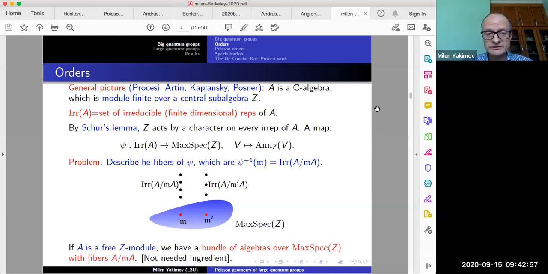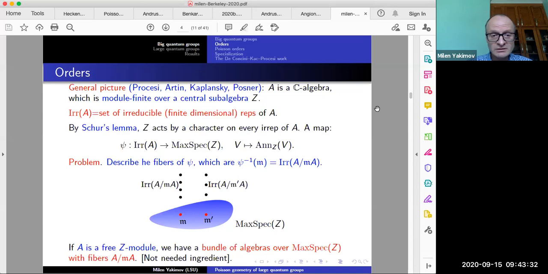In some situations, A could be a free Z module. In some situations, it will not be a free Z module. But when A is a free Z module, these algebras A mod MA actually form a bundle. In general, they just form a sheaf. But in this freeness situation, they're going to form a bundle, and the fiber of psi is precisely going to be the set of irreducible representations of this finite dimensional algebra.